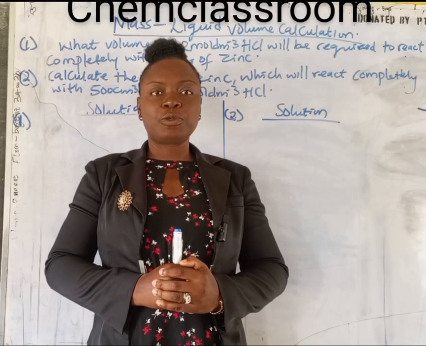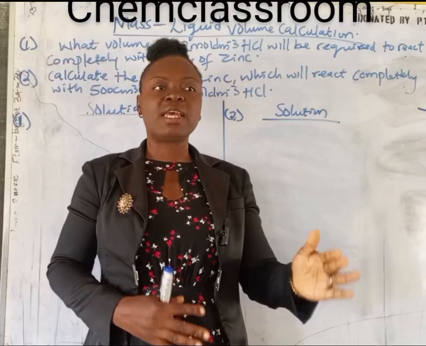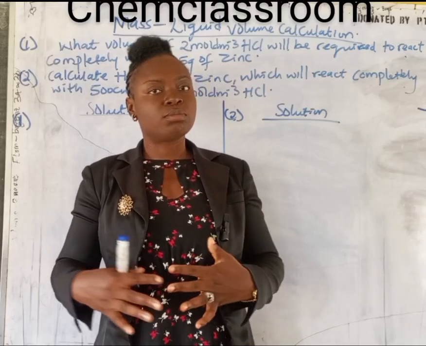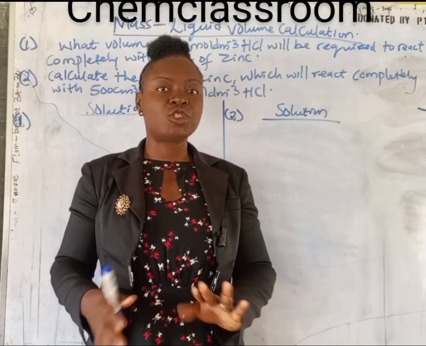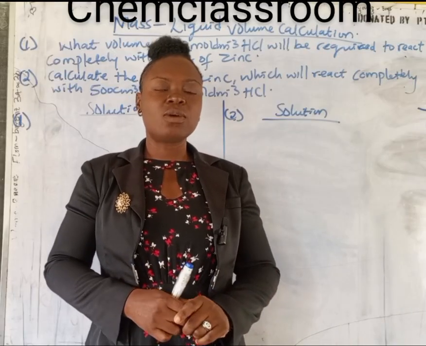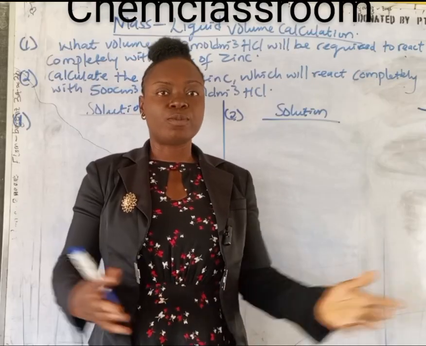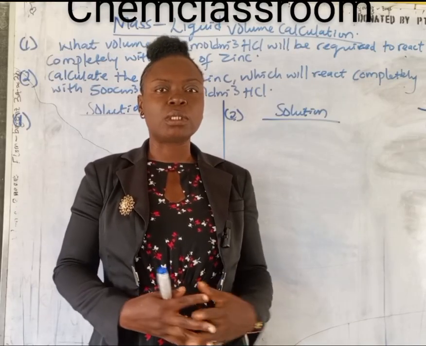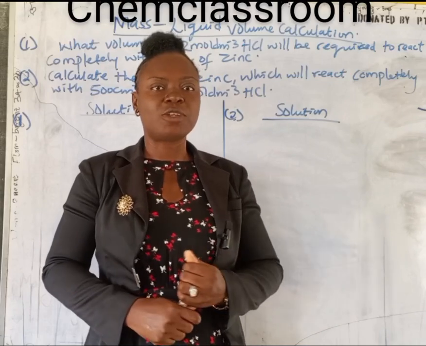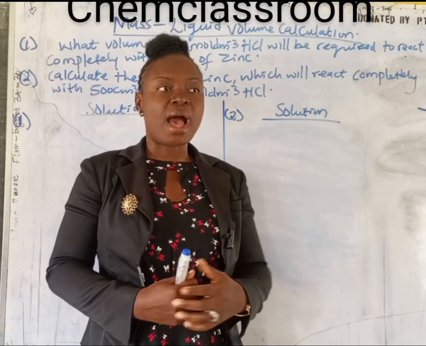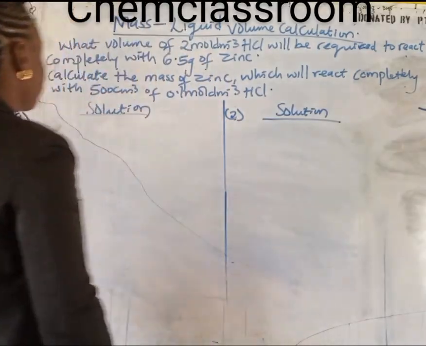So today we'll be going to another aspect of mass-volume relationships in stoichiometry. We have been able to use some formula methods to solve some questions. We have done some relationship questions, and today we'll be doing something a bit different from the examples we have done before. We have 2 questions on the board that we are going to treat together. So let's go to the board.